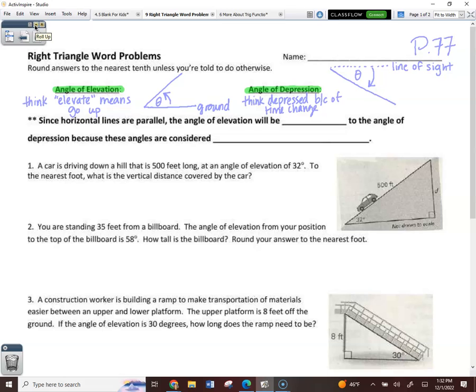The angle of elevation will be equal to the angle of depression because these angles are considered alternate interior. And then right here you could draw a little picture. You could draw the ground, just draw one angle. So you've got here, this congruent to here.